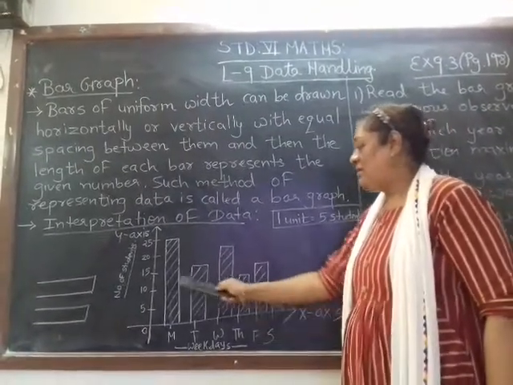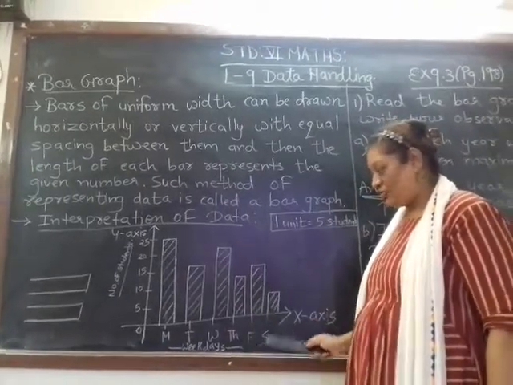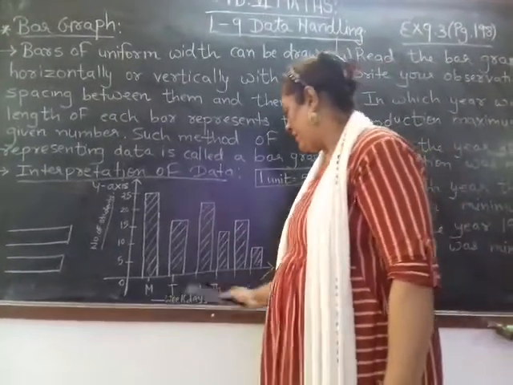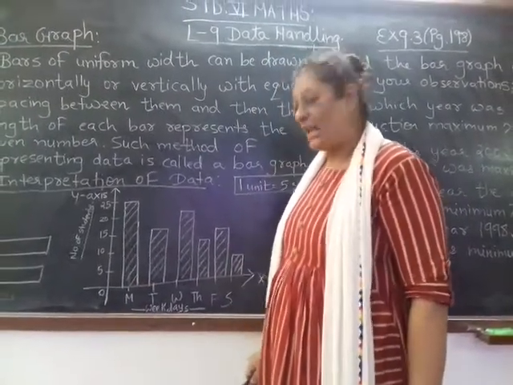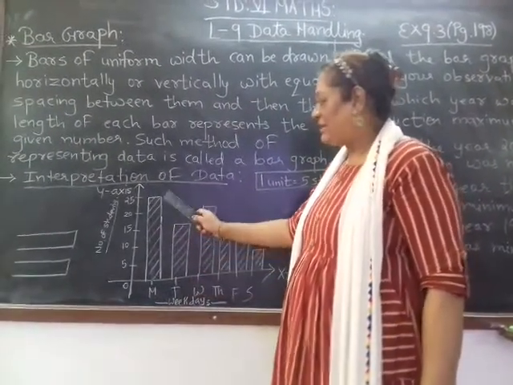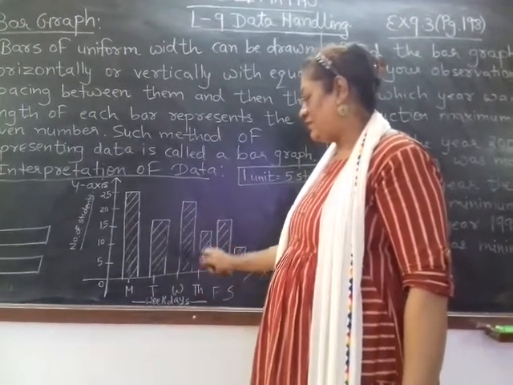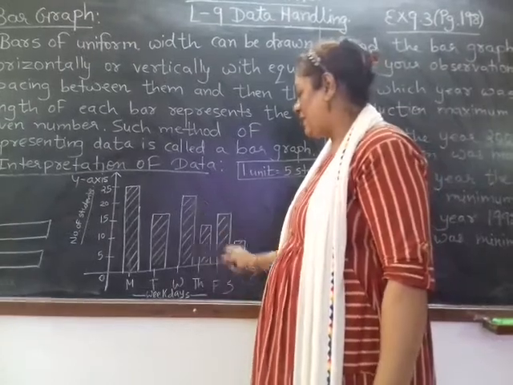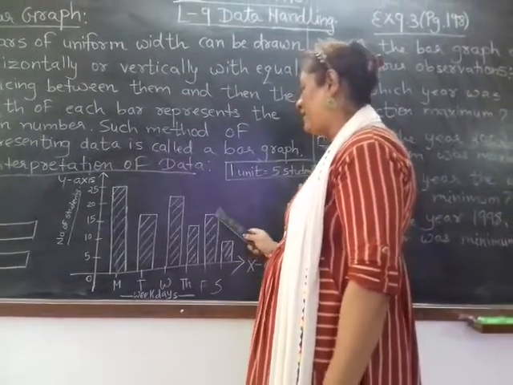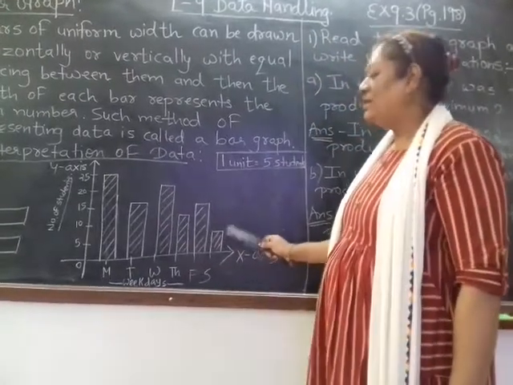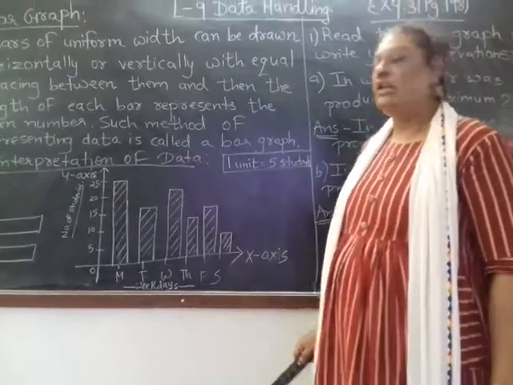But what are these bars representing, or what are they showing to you? That shows how many students were present in the class on the weekdays from Monday to Saturday. On Monday, 25 students were present in the class. On Tuesday, 15 were present. On Wednesday, 20. On Thursday, again 15. On Friday, again 20. On Saturday, the least number of students were present, that is, only 5 students.